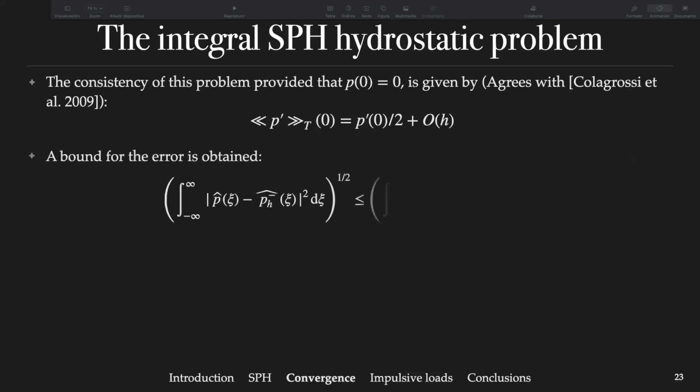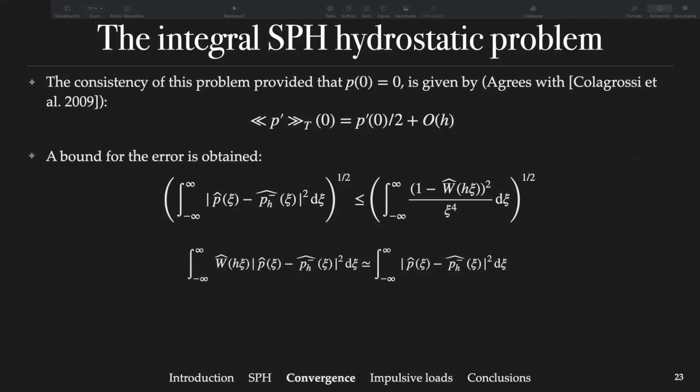Now, concerning convergence, we obtain this bound for the error. Note that here, as the integral of the kernel is considered to be equal to 1, its Fourier transform evaluated at 0 should be 1. So when h tends to 0, this tends to 1, and this vanishes, therefore establishing a bound for the error. Now, this inequality is obtained when these two terms are close. If not, we cannot obtain this bound for the error. This states that the SPH approximation of the error is close to the error itself. So maybe this assumption presents several inconveniences. I won't discuss these details now.